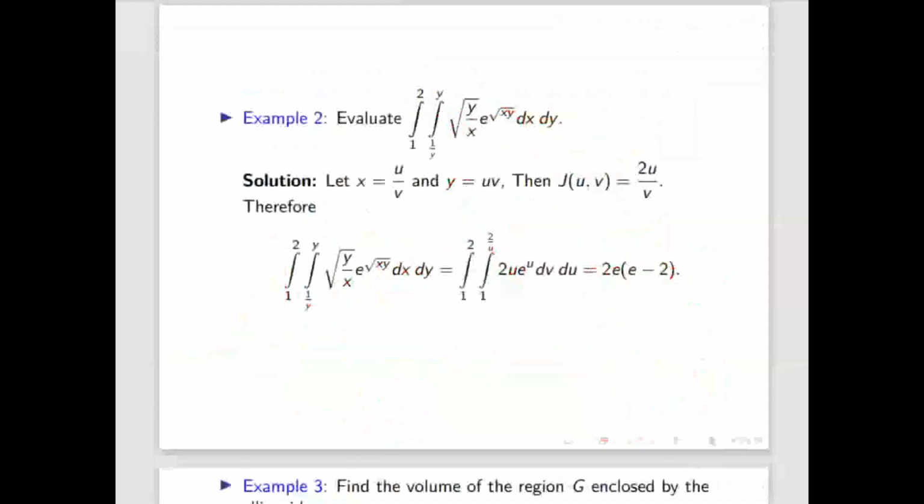Now this is the question, you have to evaluate this. Here the transformation is x equal to u by v and y equal to uv. If you calculate the Jacobian, it will come 2u by v. So this is the value of x, this is the value of y, and this is the Jacobian. In the next class, I will explain how the limits change.